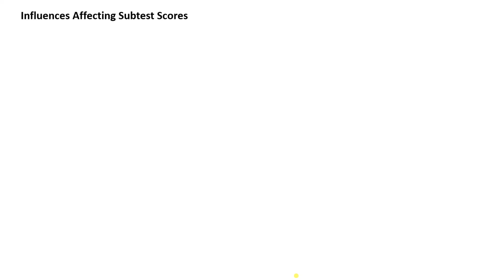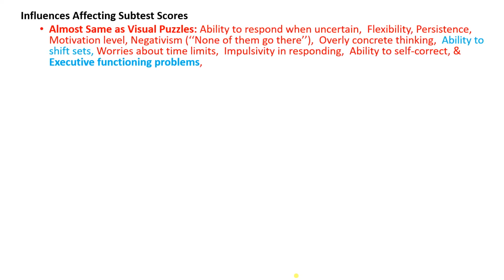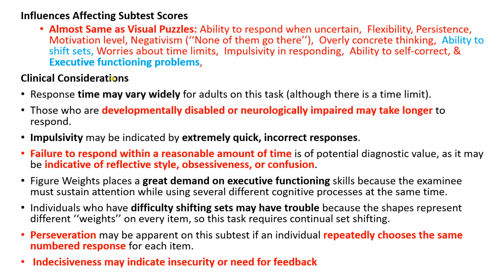As far as the factors that can influence, it is almost same as for visual puzzles. A few that I have presented in different color. Ability to shift sets is one factor that can influence the performance. Similarly, the executive functioning problems may influence the scores on the subtest. Other factors are same, therefore I am not repeating it again. Clinical considerations, those points that are in red, they are same as discussed with the other subtest.